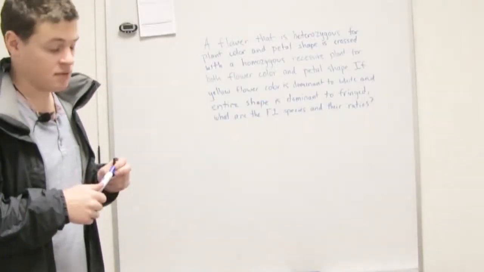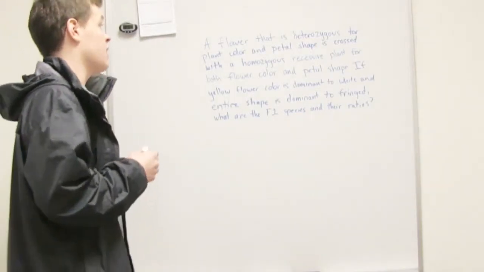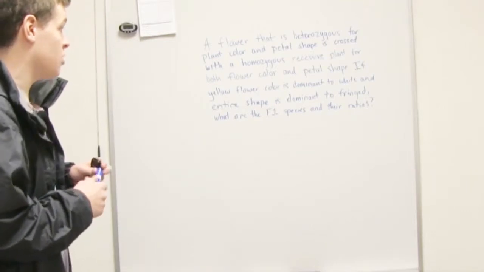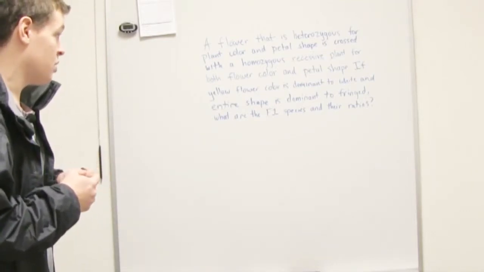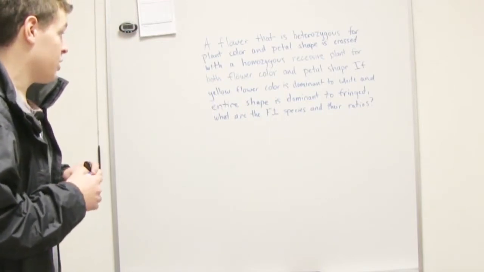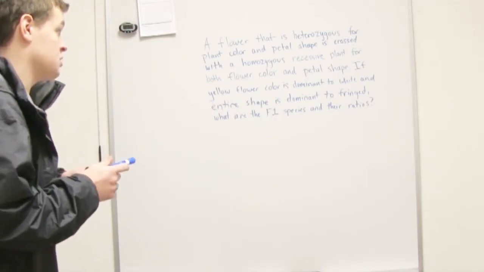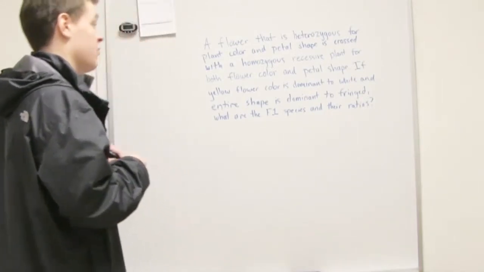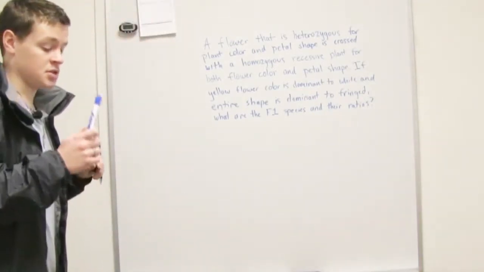Let's try solving the following genetics cross. A flower that is heterozygous for plant color and petal shape is crossed with a homozygous recessive plant for both flower color and petal shape. If a yellow flower color is dominant to white and entire shape is dominant to fringed, what are the F1 species and the ratios?